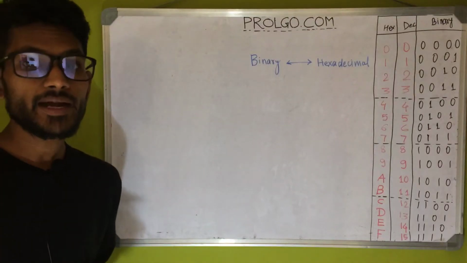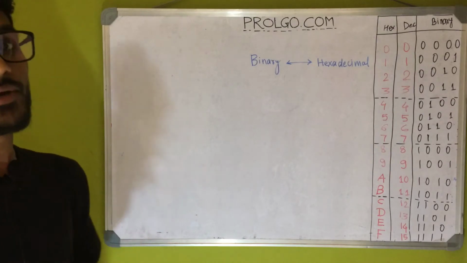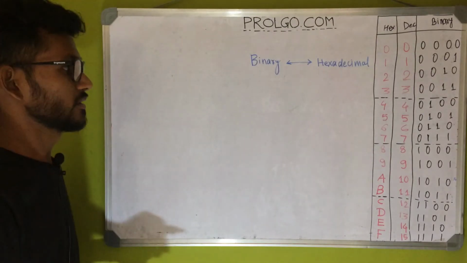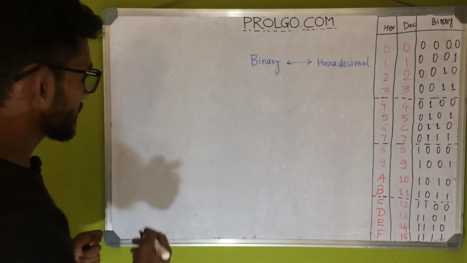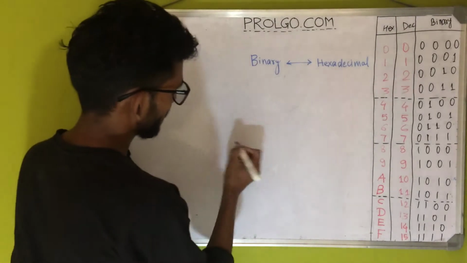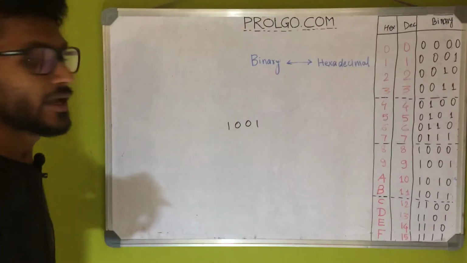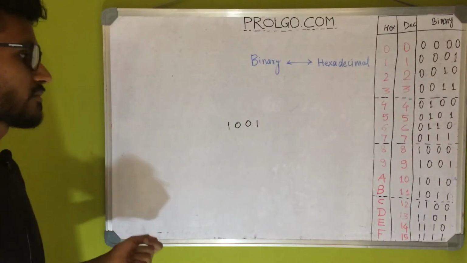To convert any binary number into hexadecimal, you should have the knowledge of how to convert any binary number into decimal. So as of now, I'll just take an example, or you can watch this suggested video. Just take one example, 1001. In hexadecimal, we will have a maximum of 4 digits.